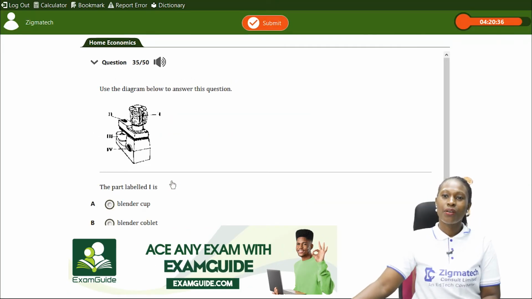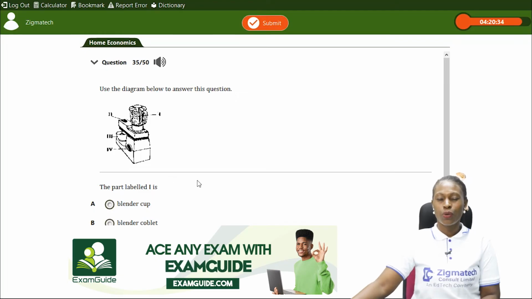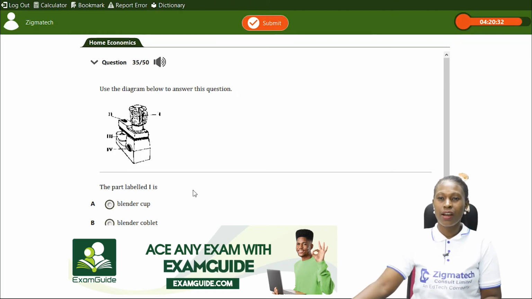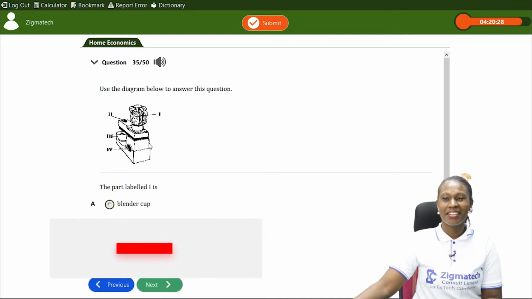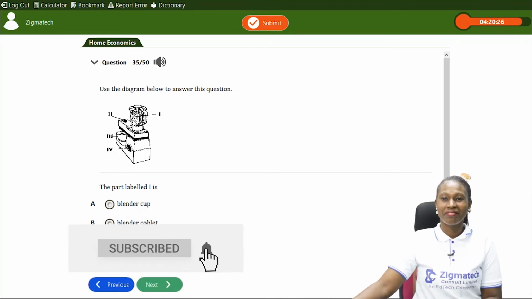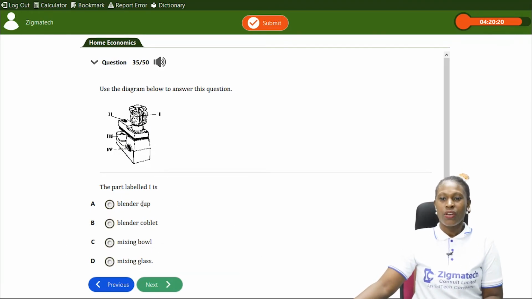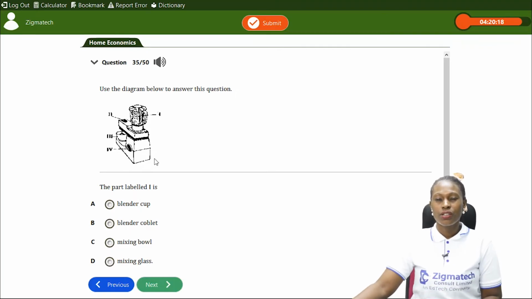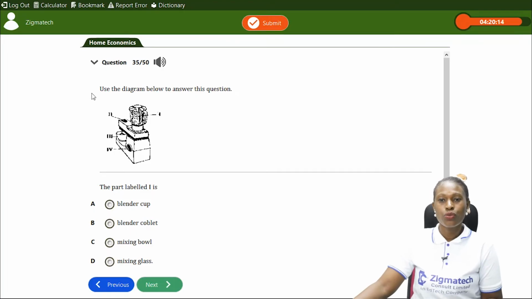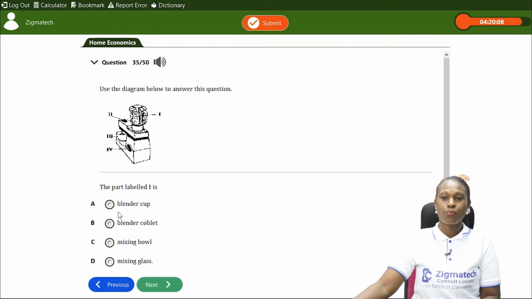Now we have a diagram here. Now look at the diagram closely. What does this diagram look like? Yeah, we're looking at it. It looks like a blender. It looks like a mixer, and a whole lot of these. Now, they give you an illustration, they give you numberings for all of this. They give you some numbers for you to identify some of the parts that are labeled. Now, look at this properly.